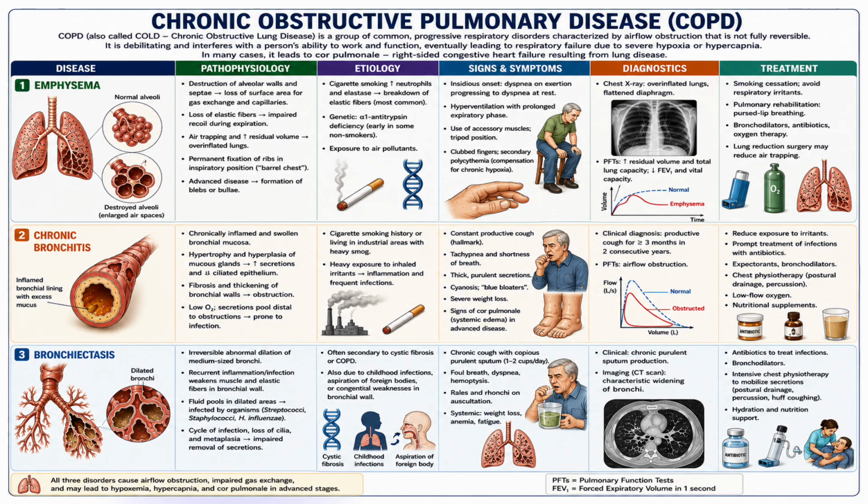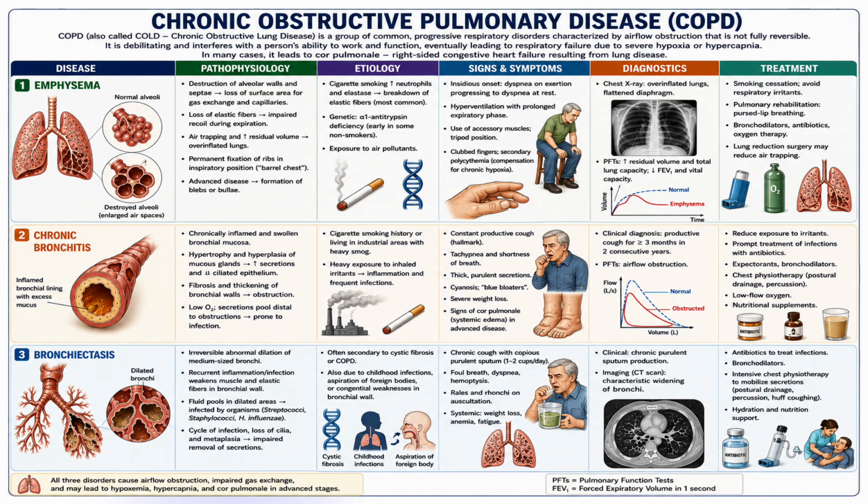So how is this diagnosed? This is diagnosed through chest x-rays, showing overinflated lungs and flattened diaphragm. Pulmonary function tests will show us the increased residual volume and total lung capacity, but decreased forced expiratory volume and vital capacity. It's treated by, if you're a smoker, smoking cessation, avoiding respiratory irritants if it's because of irritants, pulmonary rehab, including learning pursed-lip breathing to maximize expiration, bronchodilators, antibiotics, and oxygen therapy as the condition advances. Lung reduction surgery may be helpful in some cases to reduce the air trapping.